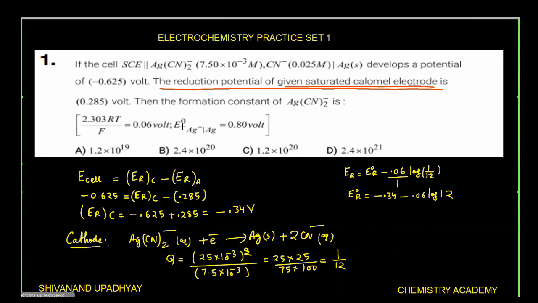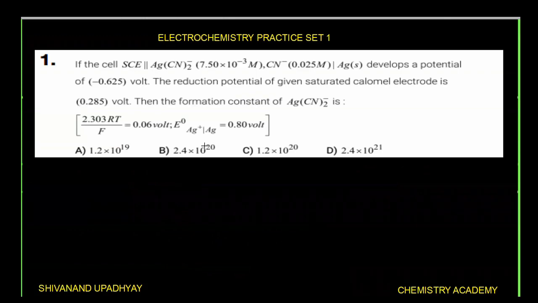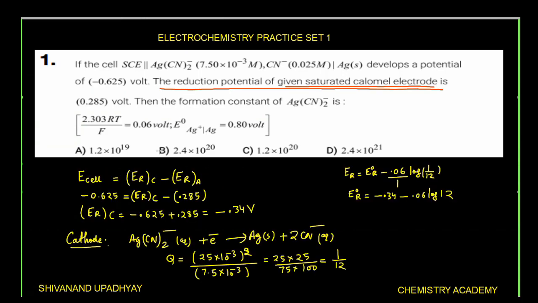They have given the standard reduction potential of the silver electrode. So again I can write the reaction where Ag plus ion will accept one electron to form silver in solid state. This is reaction number 1. And the reduction potential here is given. In this reduction potential, the reaction, this is complex.